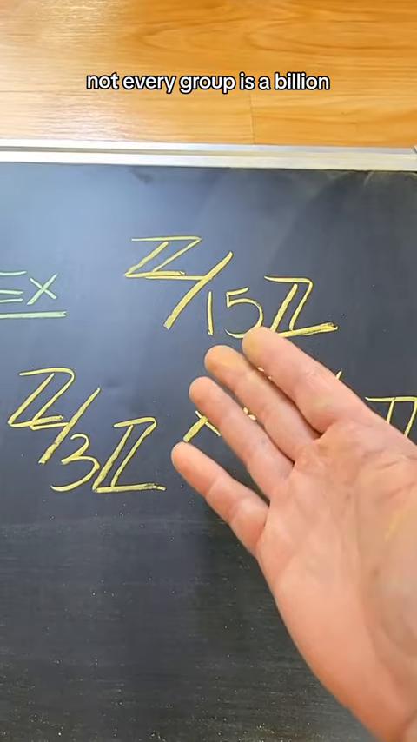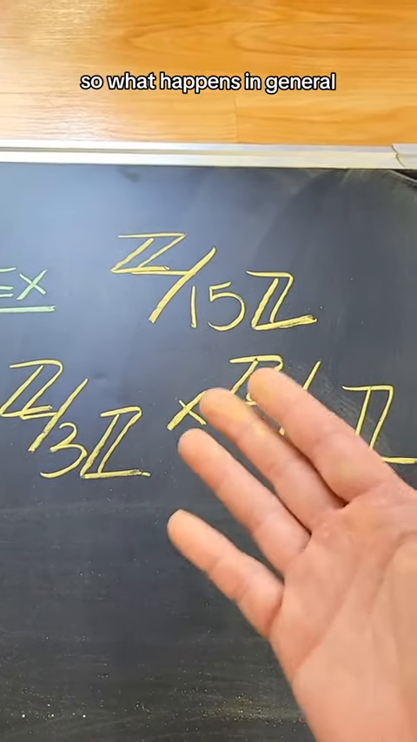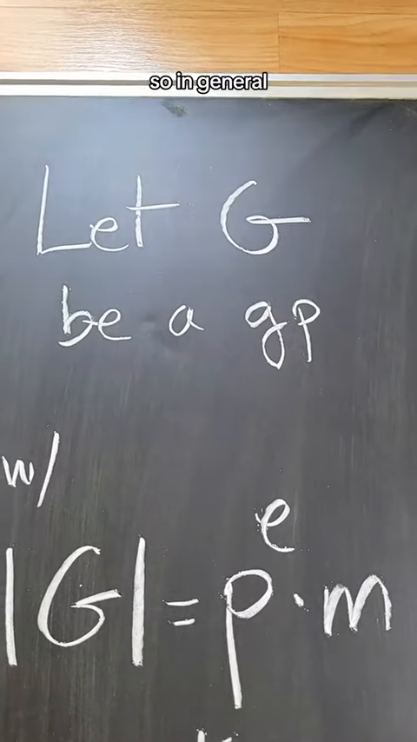Not every group is abelian. Not every group is cyclic. So what happens in general? So in general, what is a Sylow subgroup?